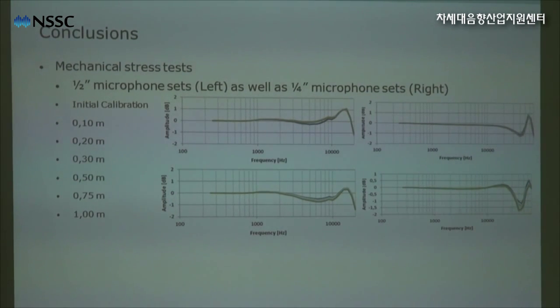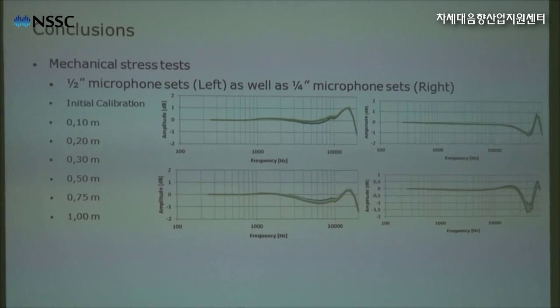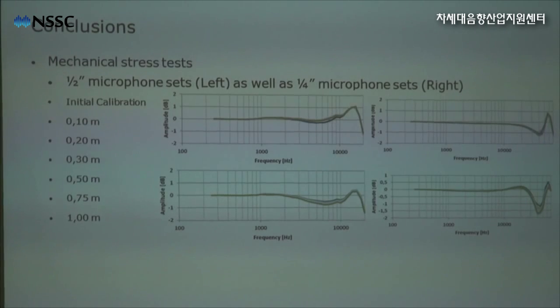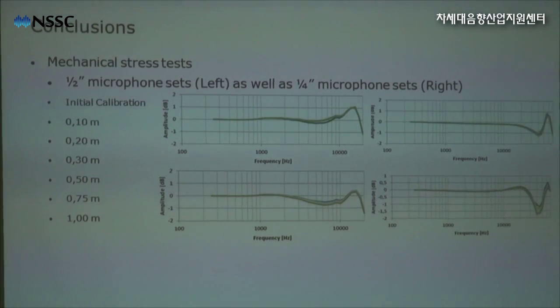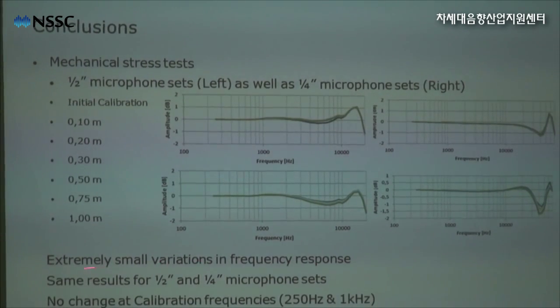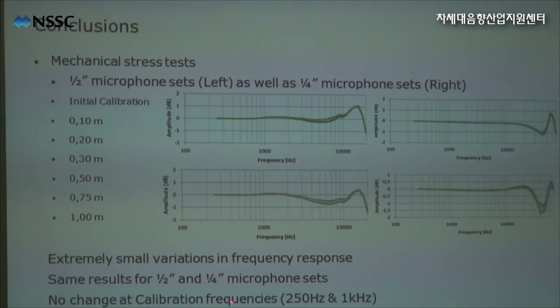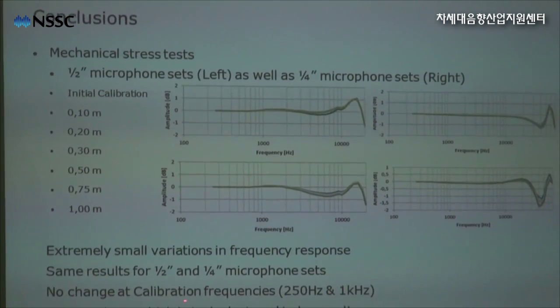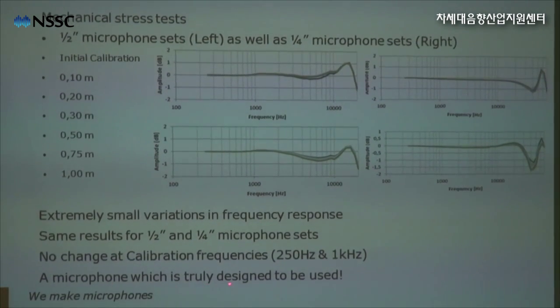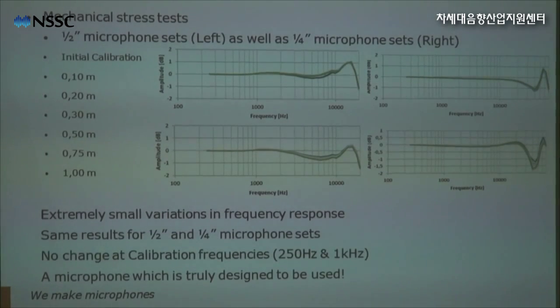So of course, the microphone will alter after being dropped on the floor or being exposed to a very big shock. This is clear. You cannot make the perfect microphone, but you can do the best to make it perfect, and that's what we are doing. So extremely small variations in frequency response, the same result for half-inch and quarter-inch microphone sets. We see no change at calibration frequencies 250 Hz and 1 kHz, a microphone which is truly designed to be used. So these are some of the conclusions.